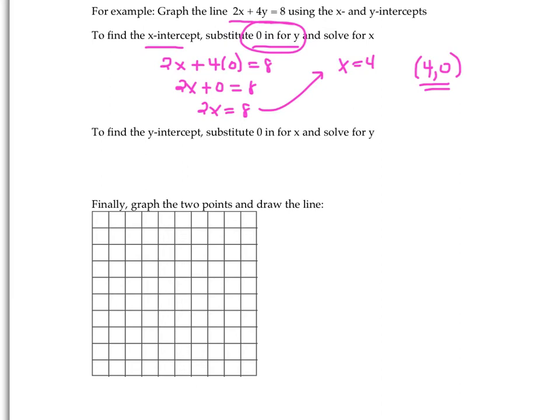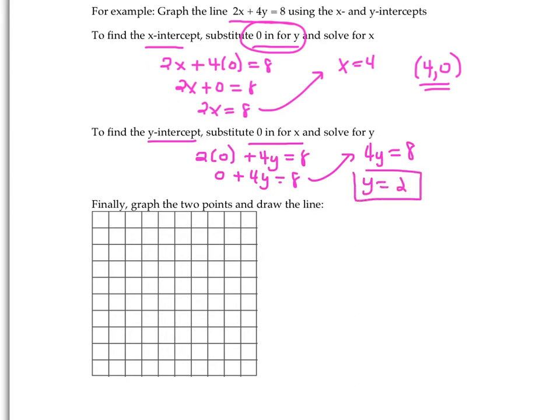Now we need to find a second point, so we're going to find our y-intercept. So we do the opposite. We substitute 0 in for x this time and solve for y. So in our equation, we'll do 2 times 0 plus 4y equals 8. So we have 0 plus 4y equals 8, or 4y equals 8. When I divide by 4, that means that y is equal to 2. So this point is (0, 2). So our line is going to cross the y-axis at positive 2.